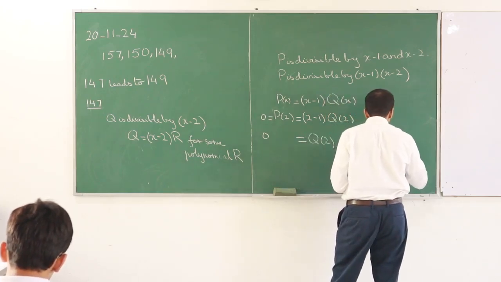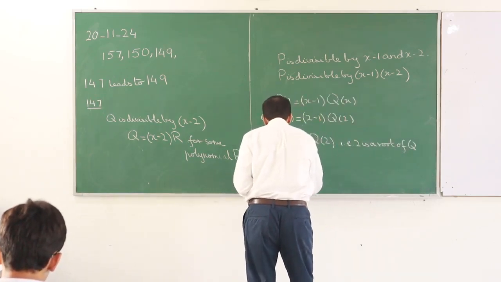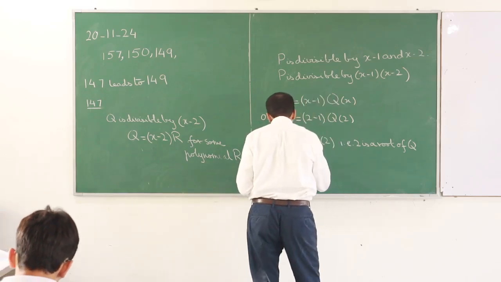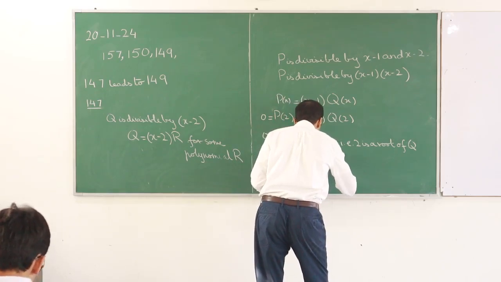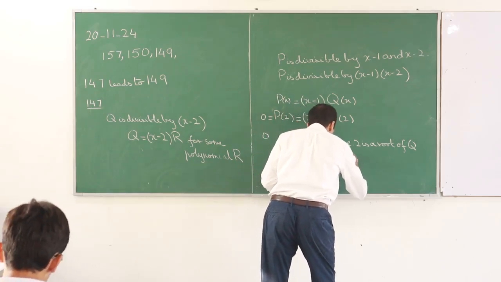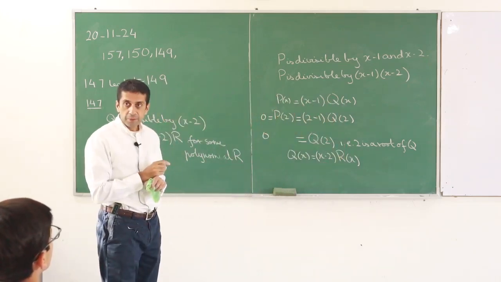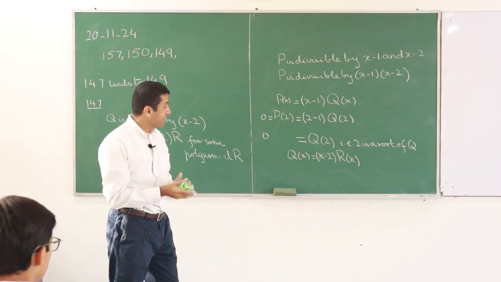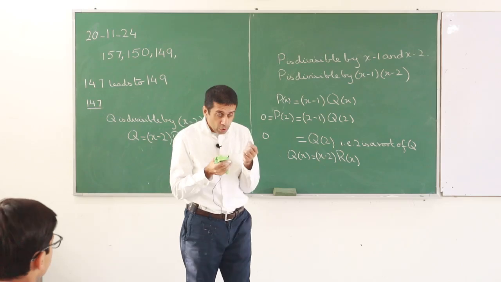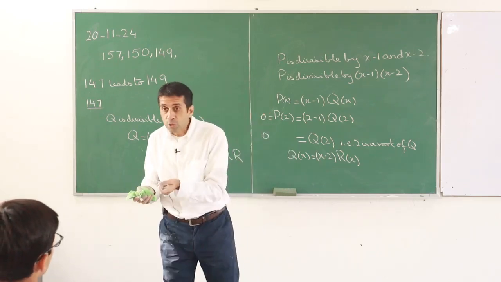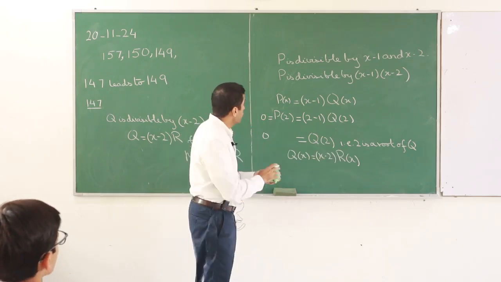2 is a root of q, which means that another way of stating the same thing is that q of x is divisible by x minus 2, so q of x is equal to this, right? Agreed? Some other polynomial, because 2 being a root of q means q is divisible by x minus 2, which means q of x is equal to this thing, right?